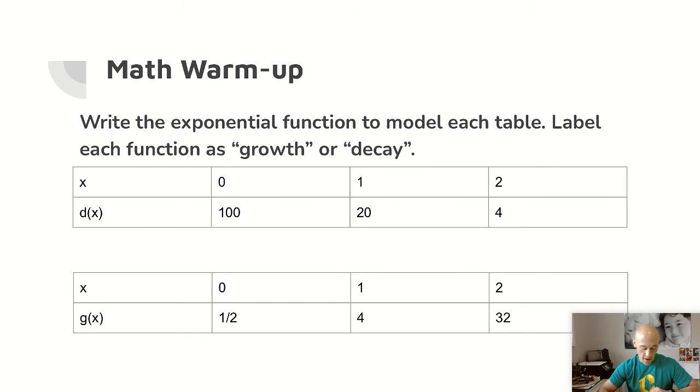All right, so having a look at this warm-up. It says to write the exponential function to model each table, label each function as growth or decay. So what I notice is that my x values here are adding 1, and that's helpful. It makes it a lot easier to see the change here. Here we're multiplying by 5.